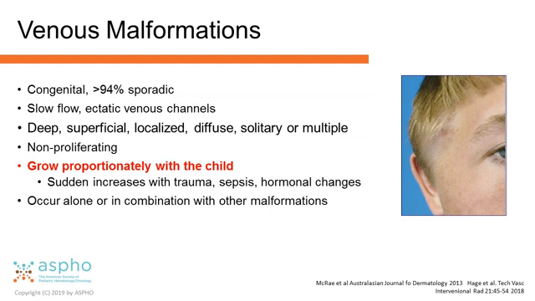We will begin by briefly discussing venous malformations. These, as you know, are congenital, but not always evident at birth, and most are sporadic. They consist of slow flow, ectatic venous channels, and they can be deep, superficial, localized, diffuse, solitary, or multiple, and they do not proliferate. They grow proportionately with the child. However, they can suddenly appear for the first time with trauma, intralesional bleeding, sepsis, and hormonal changes. And they may occur alone or in combination with other malformations.